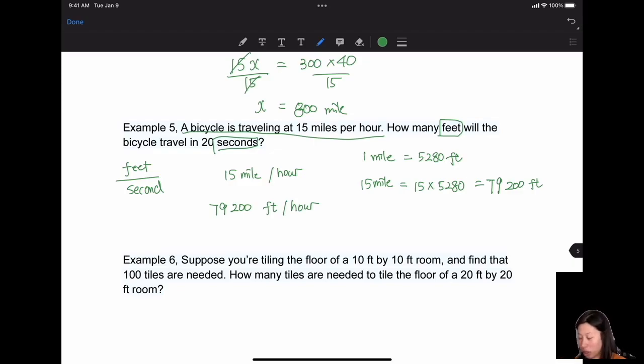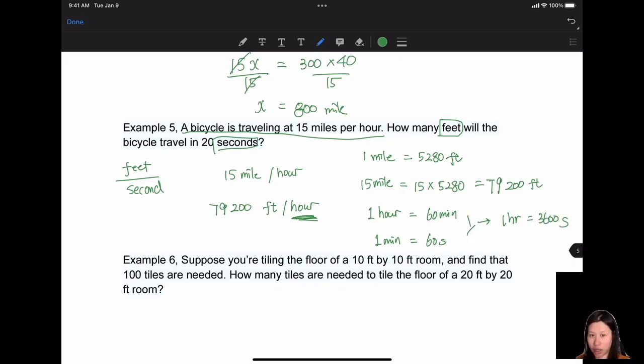So now the second one is I want to turn these into seconds. So 1 hour has how many seconds? 1 hour has 60 minutes, and then 1 minute has 60 seconds. So combine these two, we have 1 hour equals to 3,600 seconds. Okay, so now what do we do?